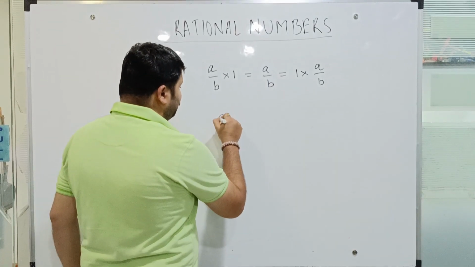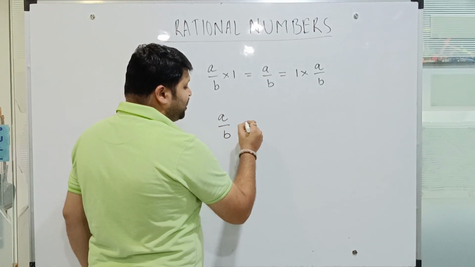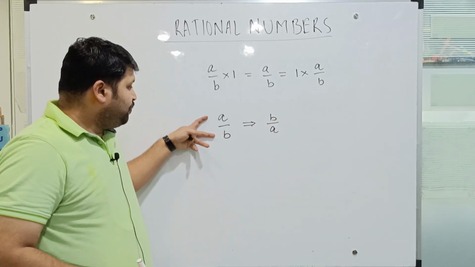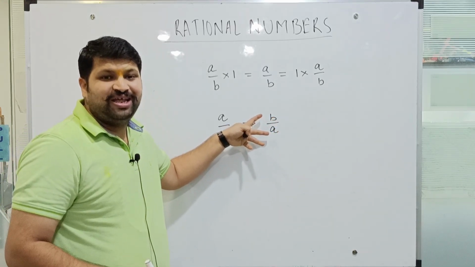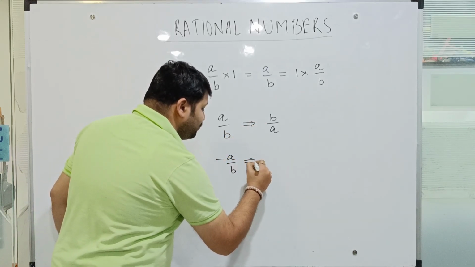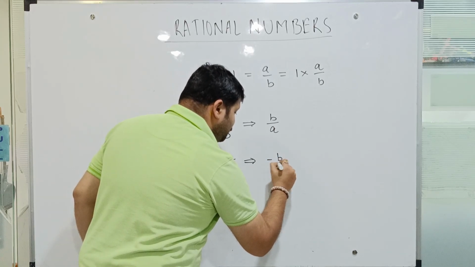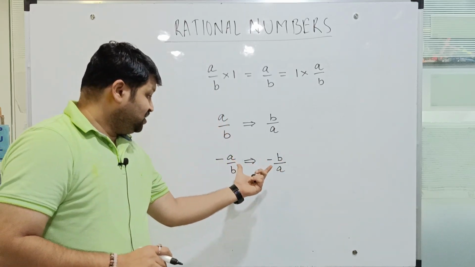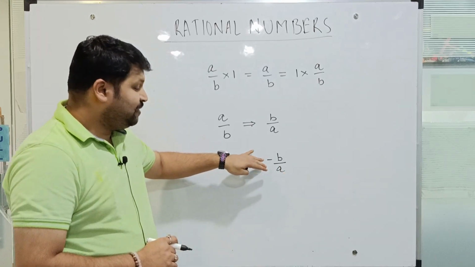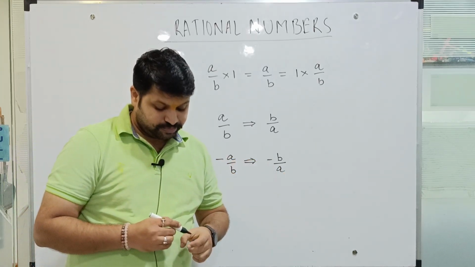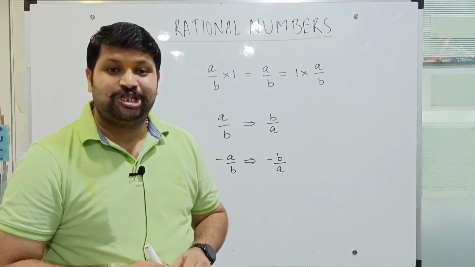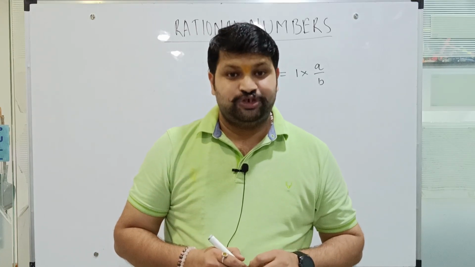So if I have the number as A upon B, then its multiplicative inverse would be B upon A. If it is minus A upon B, then the multiplicative inverse would be minus B upon A. So this is a way in which we write the rational numbers in standard form because we are keeping the negative sign on the numerator. Okay. Now let's go ahead with the next operation, that is division of rational numbers.